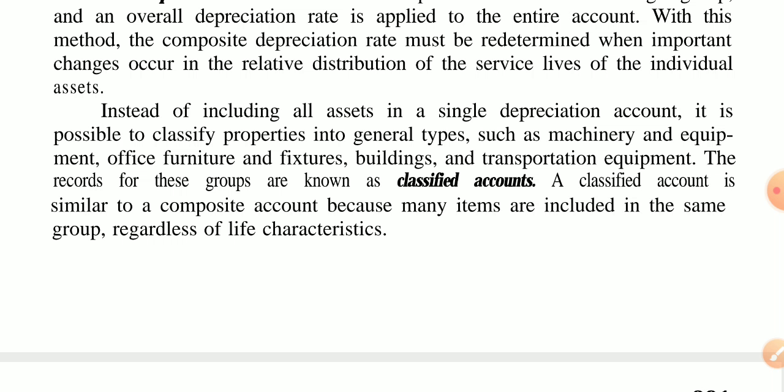Instead of including all assets in a single depreciation account, it is possible to classify properties into general types such as machinery and equipment, office furniture and fixtures, building and transportation equipment. The records for these groups are known as classified accounts. A classified account is similar to a composite account because many items are included in the same group regardless of life characteristics.